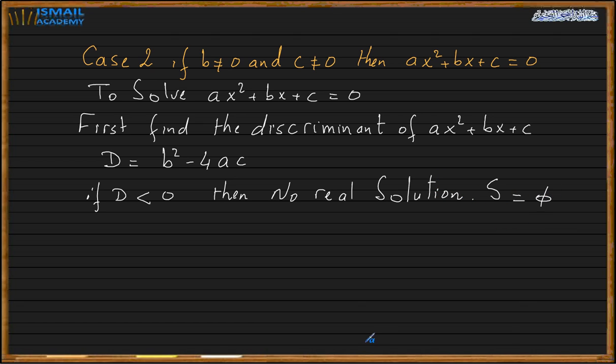If the discriminant is equal to 0, in that case you have only one solution. Then ax squared plus bx plus c is a perfect square.